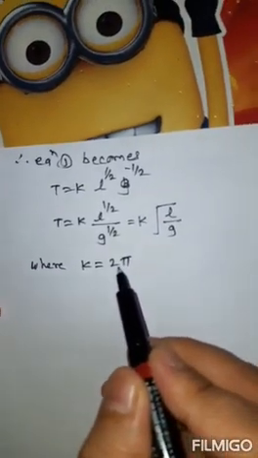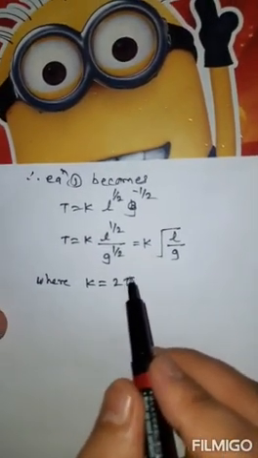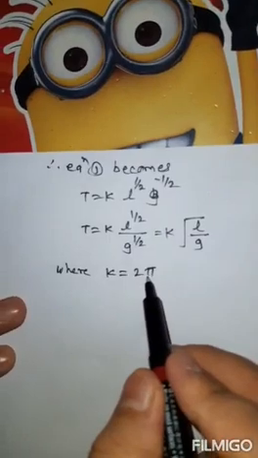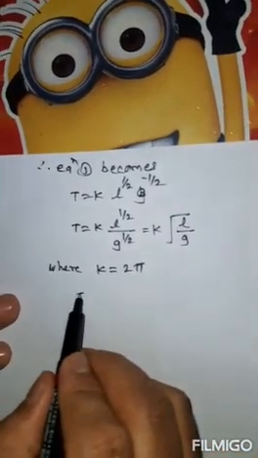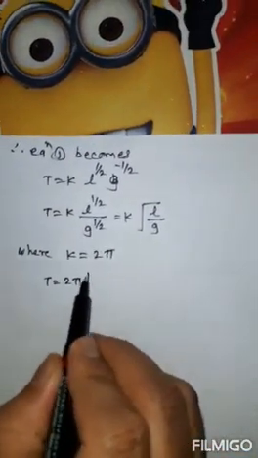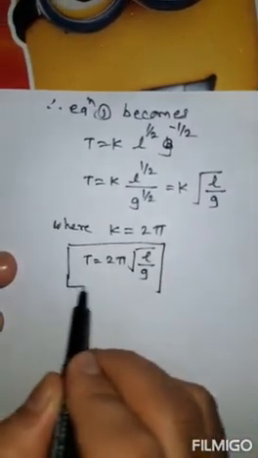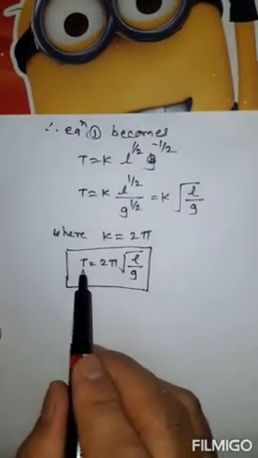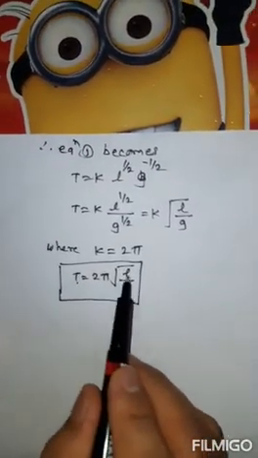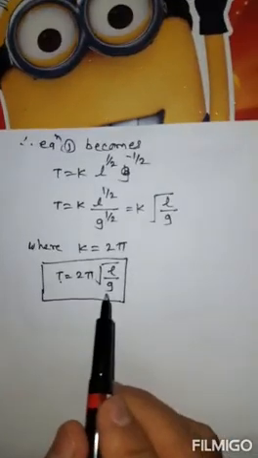What is the value of k? k is the constant, and experimentally we find this value is equal to 2 pi. So k is 2 pi. Substitute this in. T is equal to 2 pi under root L upon g, and this is the formula for the period of a simple pendulum, and thus we can set up the relation between the period of a simple pendulum, length and acceleration due to gravity.